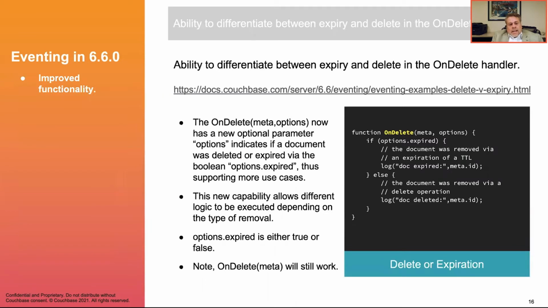Moving along into 6.6.0, you have the ability to differentiate between expiry and delete on the onDelete handler. So you know what it was that removed a document, whether it was a TTL expiring or whether it was an SDK deleting the document.